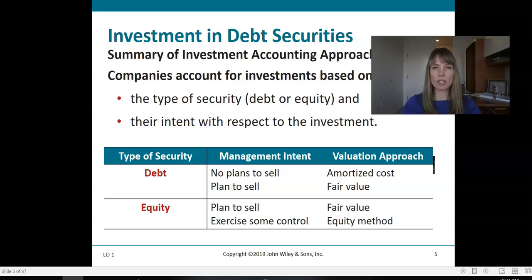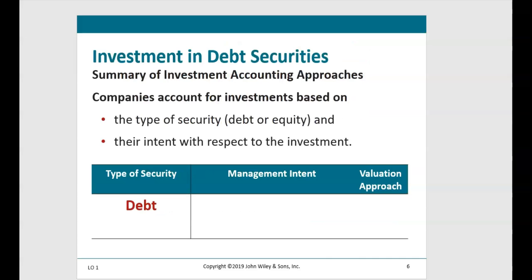Let's take out our pens and pencils and some paper, and let's start taking some notes. When a company purchases a debt investment, or an investment in debt securities, it's going to be valued on the balance sheet either at amortized cost or fair value. And the difference is based on management's intent.